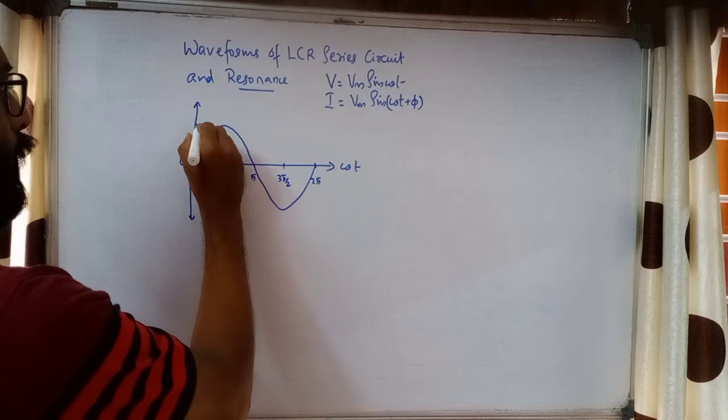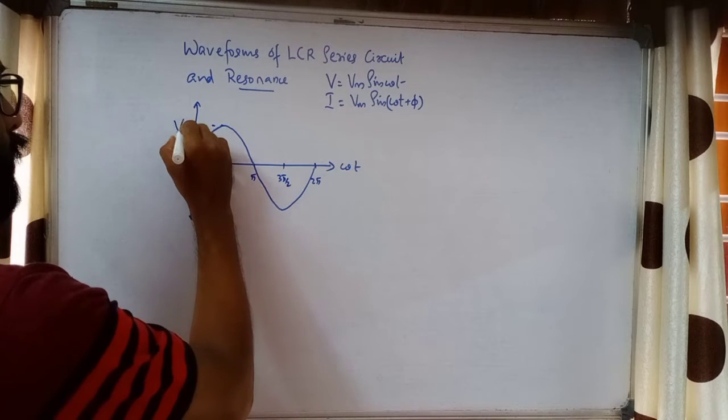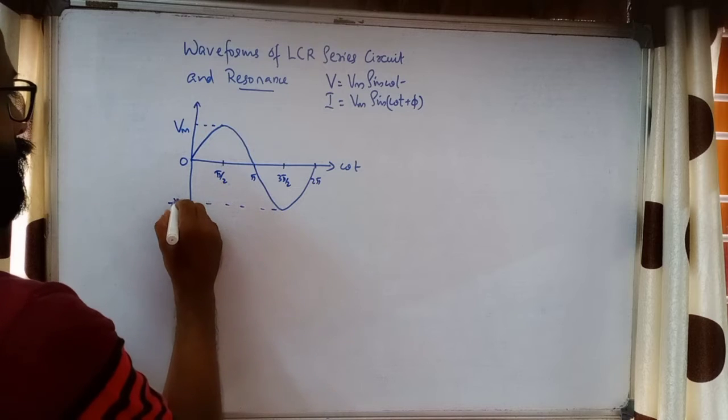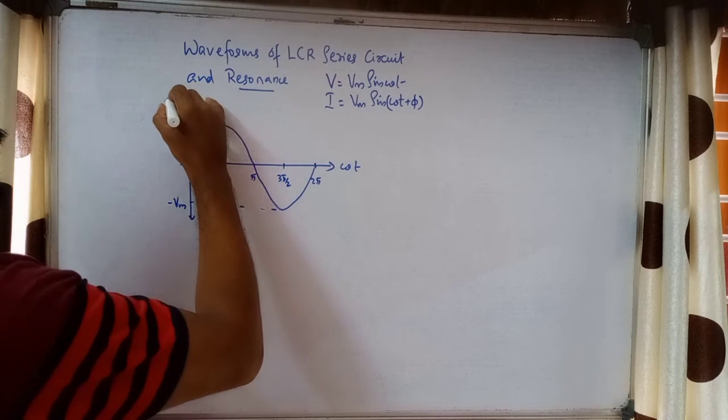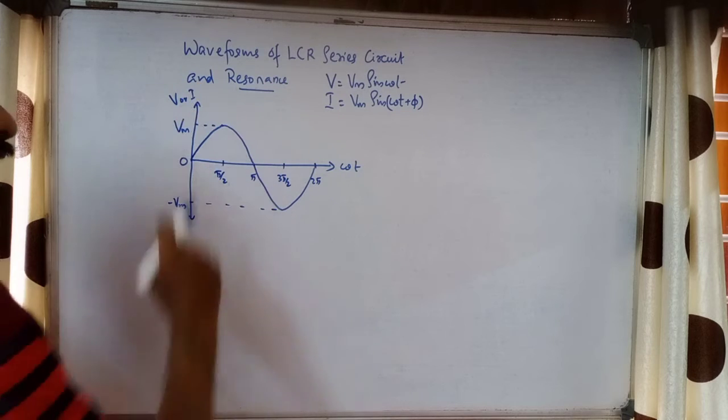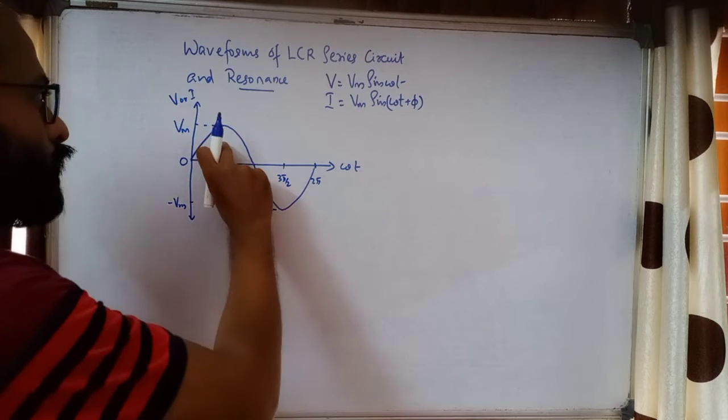This is the peak value of voltage, we can represent it as Vm. This is a negative peak value, we can represent as minus Vm. On the y-axis we have voltage or current, we can say V or I along the y-axis. So this is a variation of voltage.